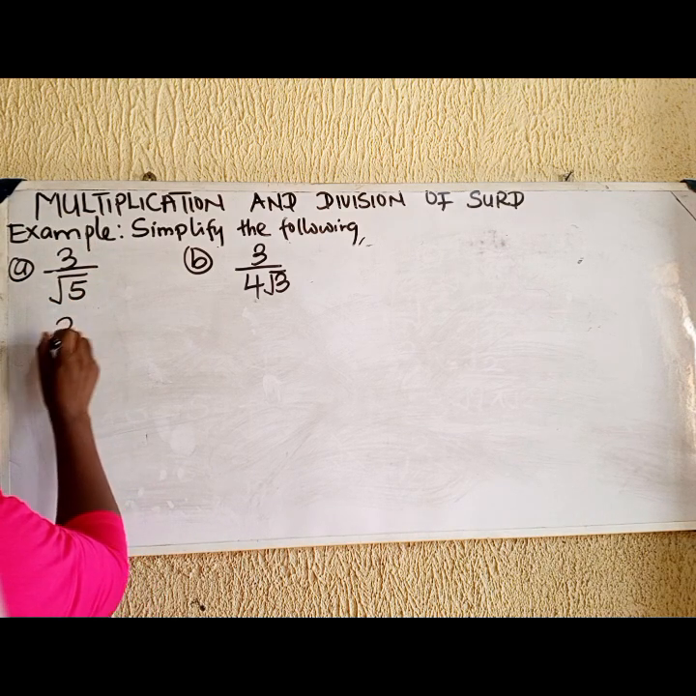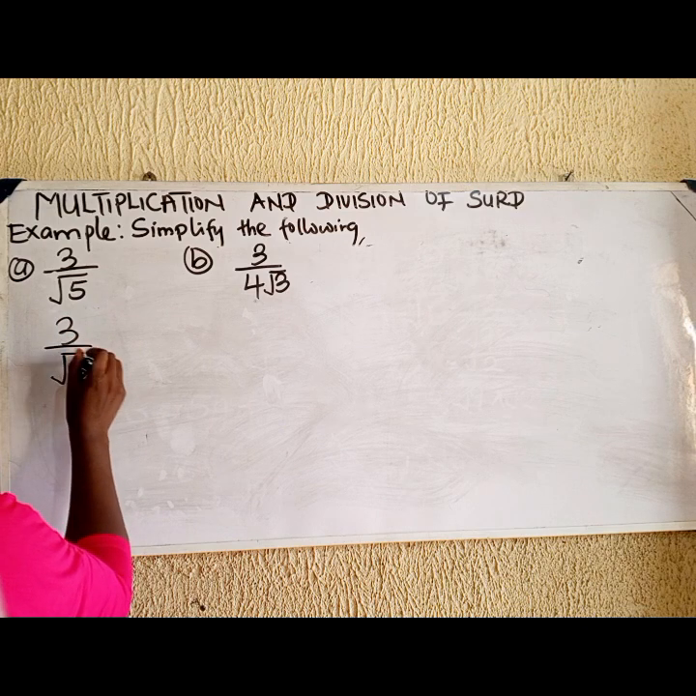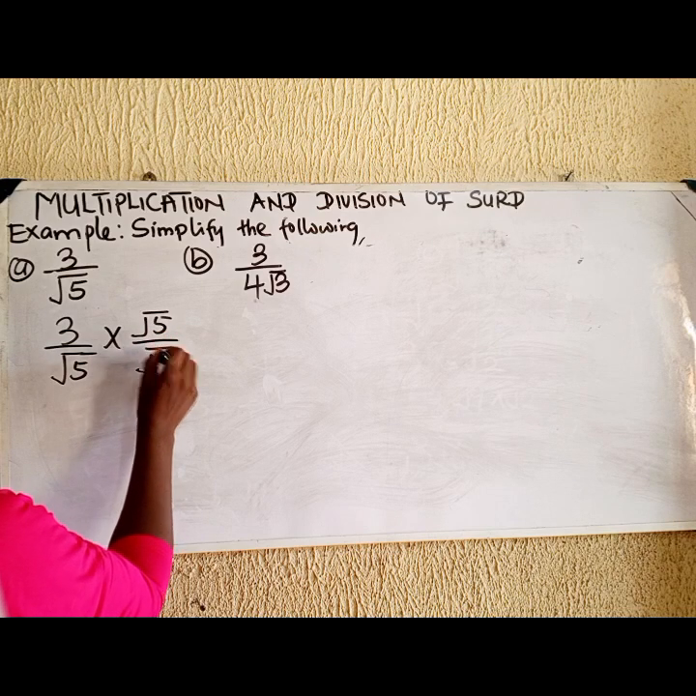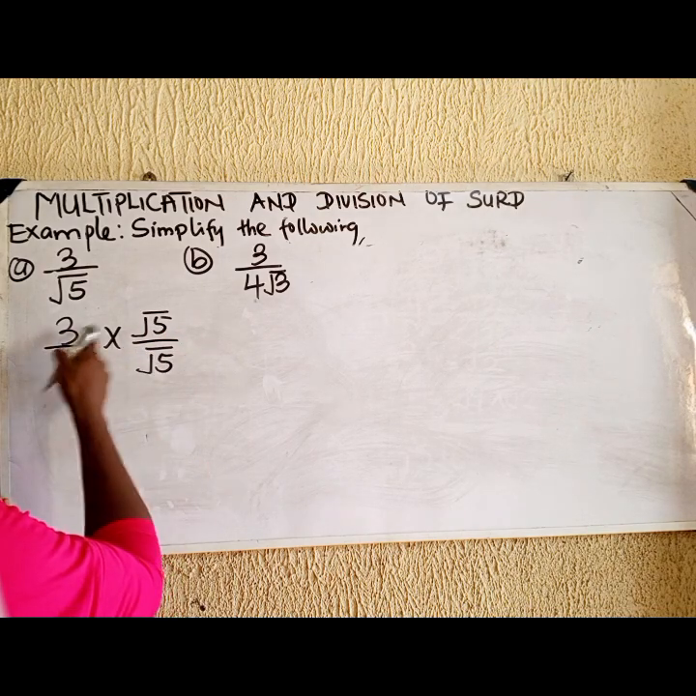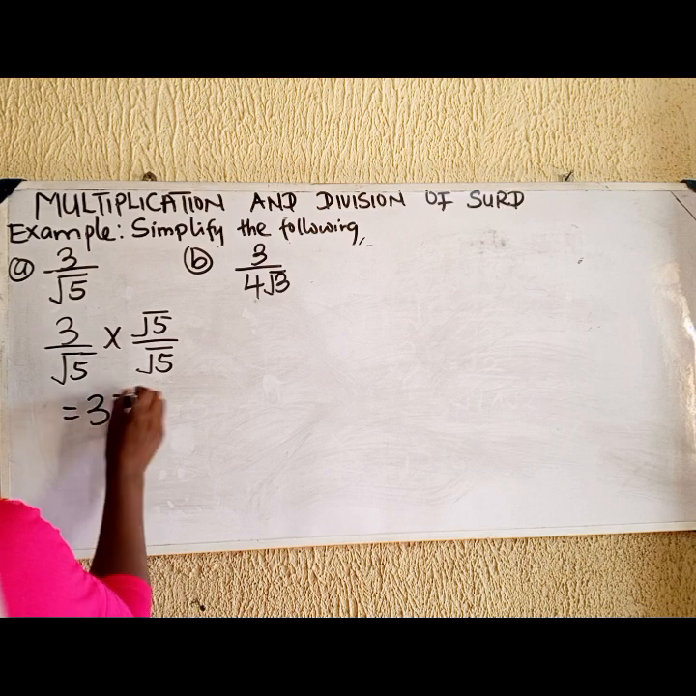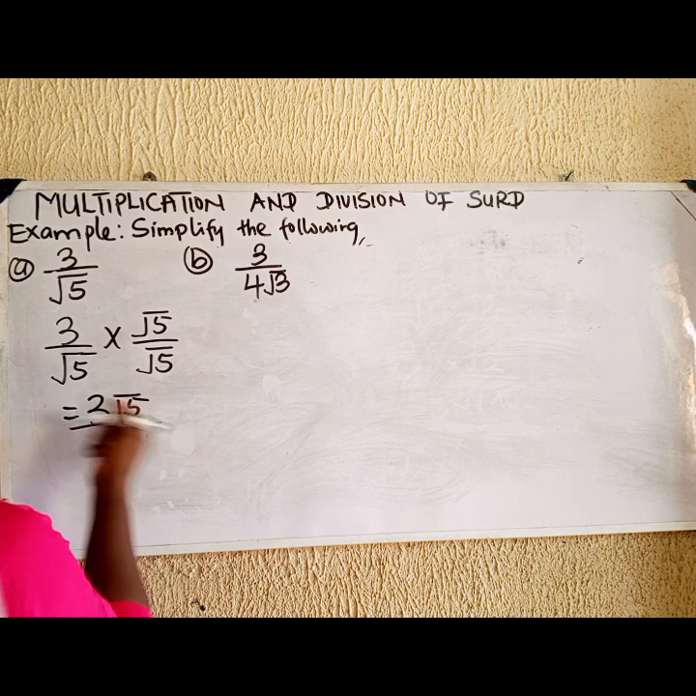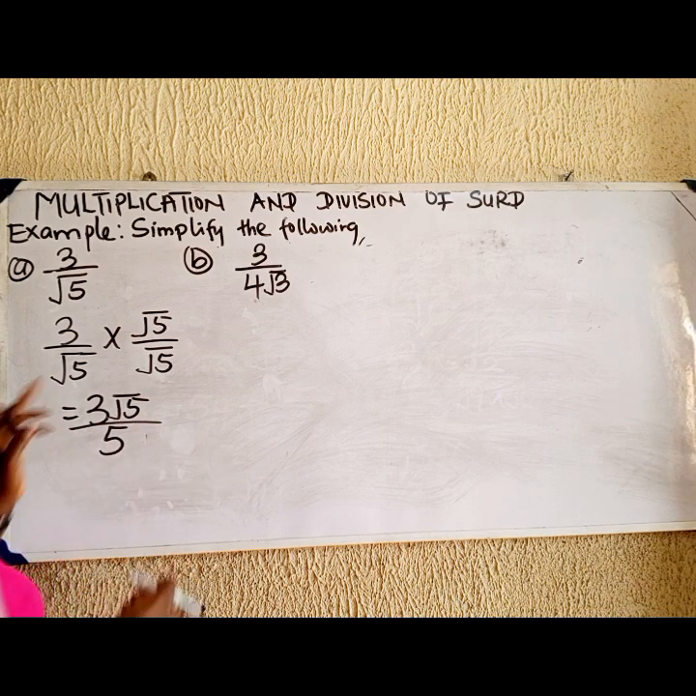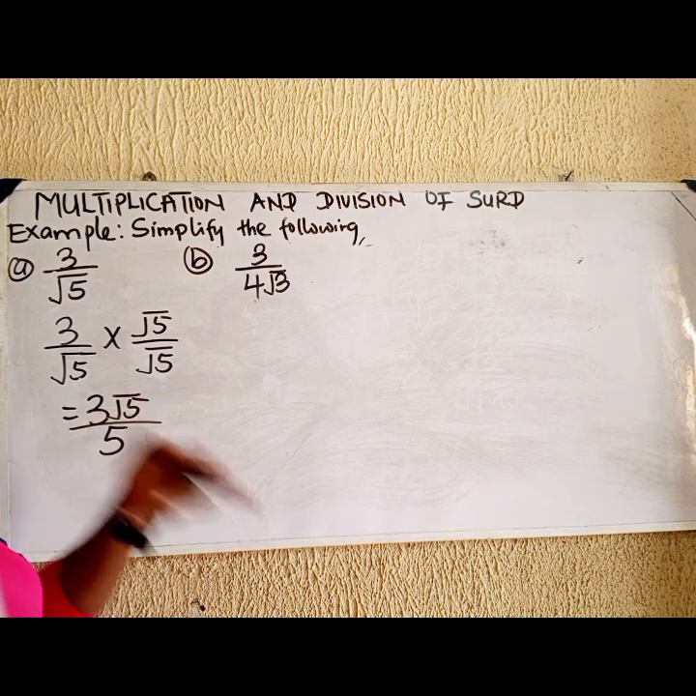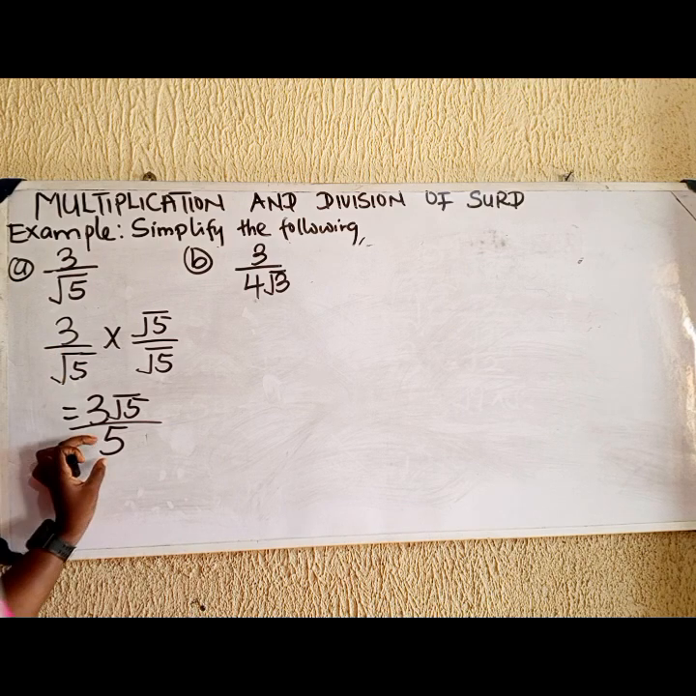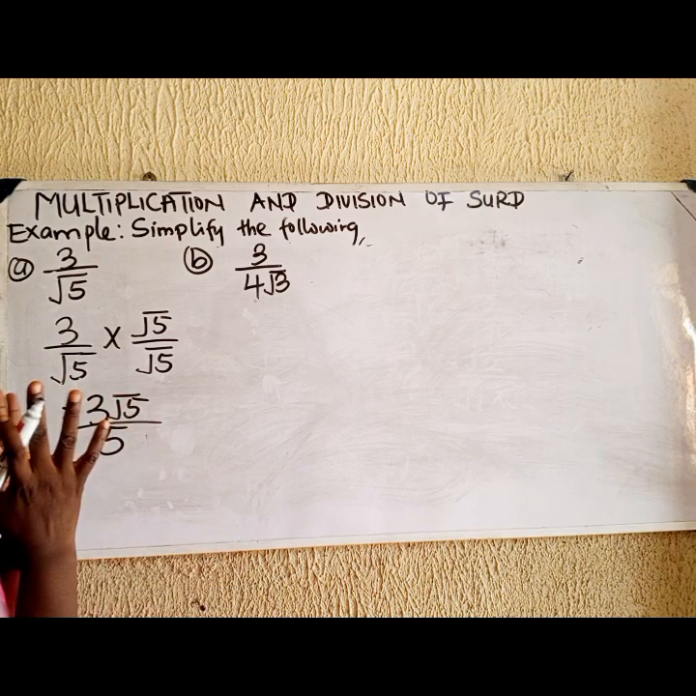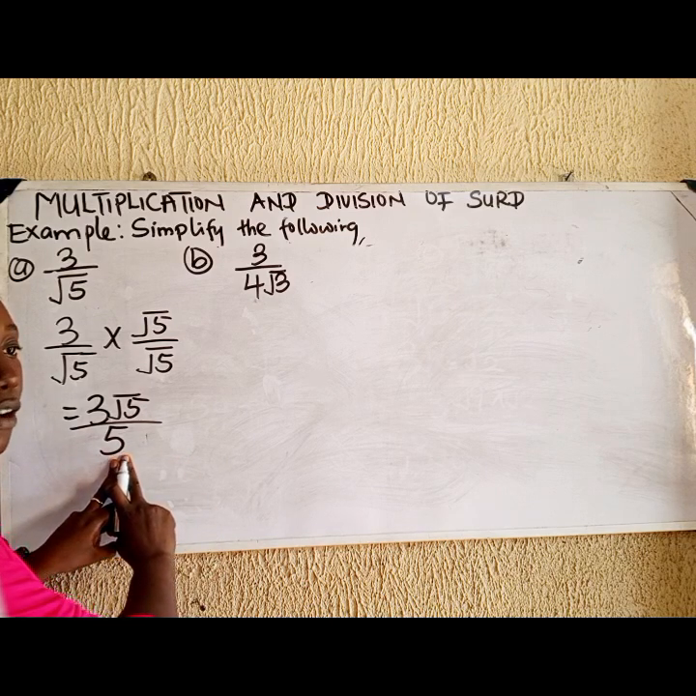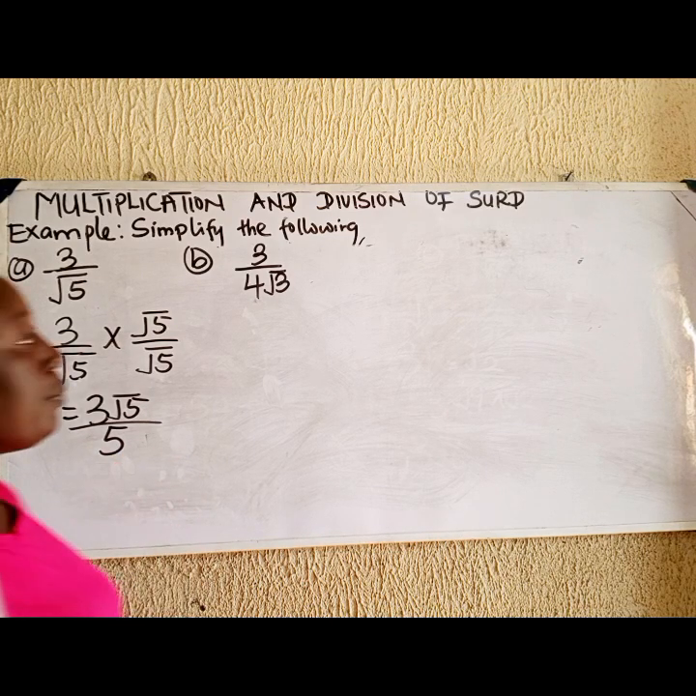So I have 3 over root 5 times root 5 over root 5. So I'll multiply. 3 times root 5 will give me 3 root 5 over root 5 times root 5, which is the same as 5, because 5 times 5 will give me 25, and the square root of 25 is equal to 5. So once you rationalize, you are going to get a rational number. I hope it's clear.